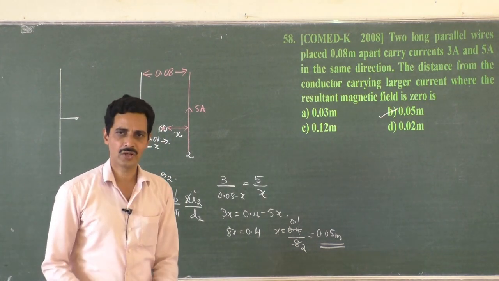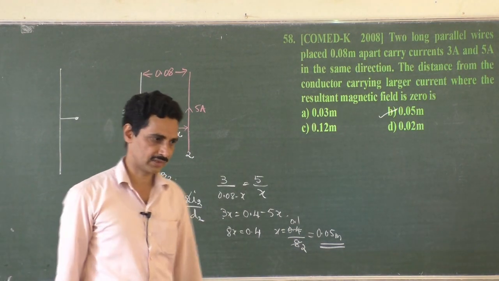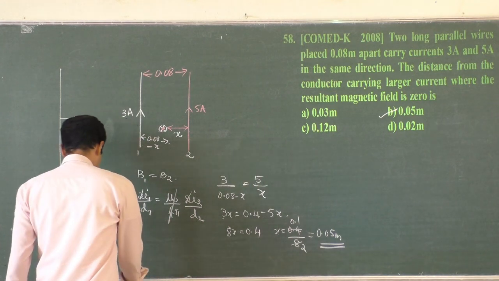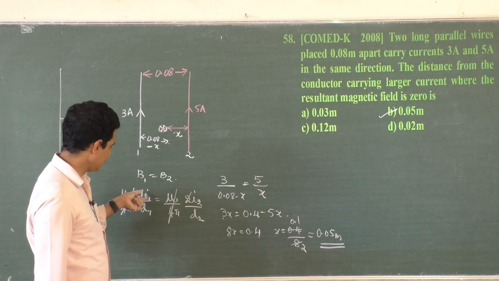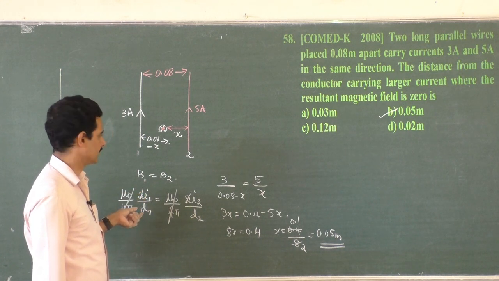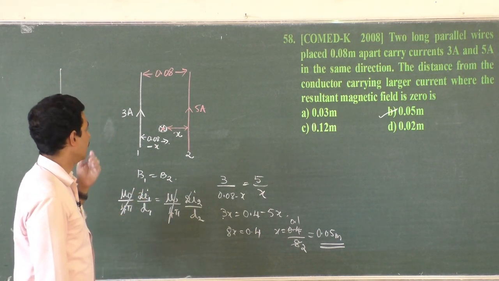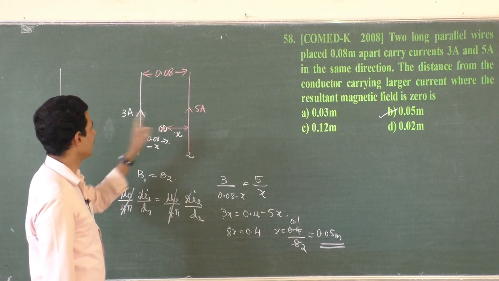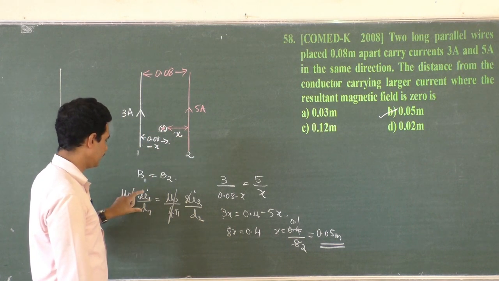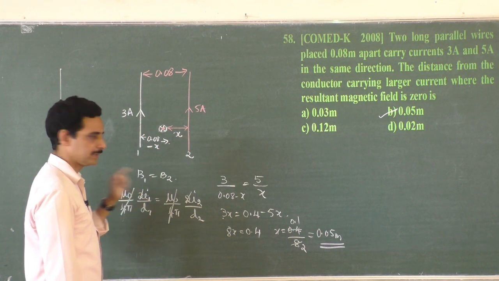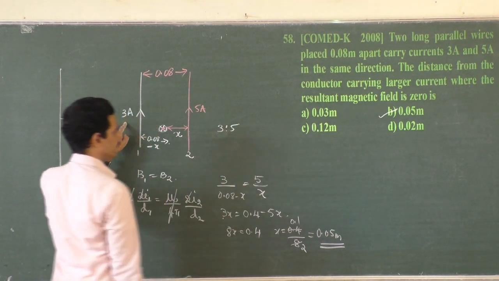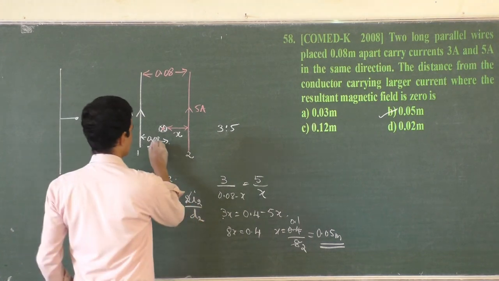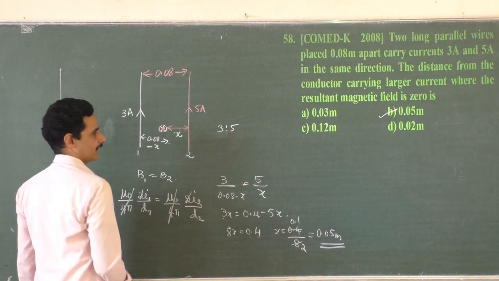Now, can't you do this in shortcut? Yes, definitely you can do this in shortcut. How? See, mu naught by 4 pi 2I by d should be same, right? If the conductor is having more current, give more distance. How to do that? The conductors are carrying current 3 ampere and 5 ampere. I by d ratio must be same. That means I must be directly proportional to d. Currents are in the ratio 3:5. Distance must also be given 3:5 ratio.